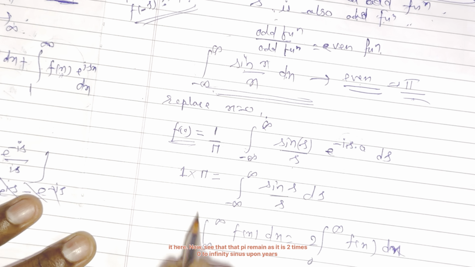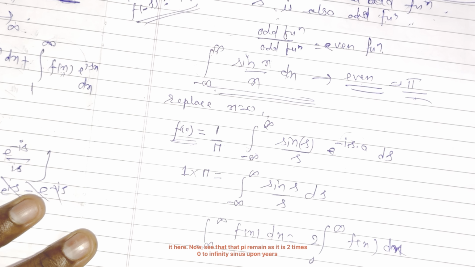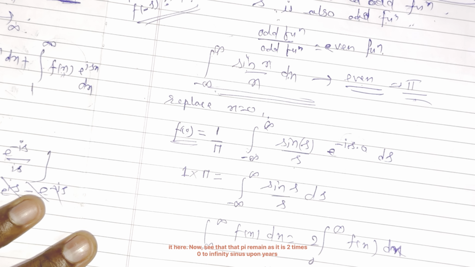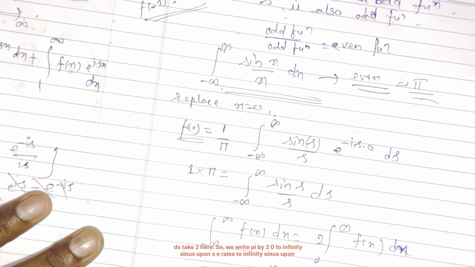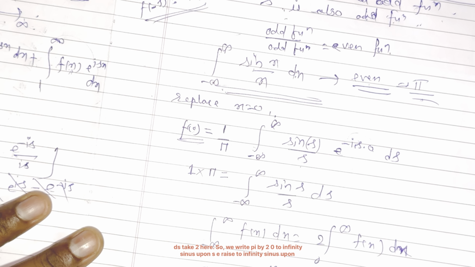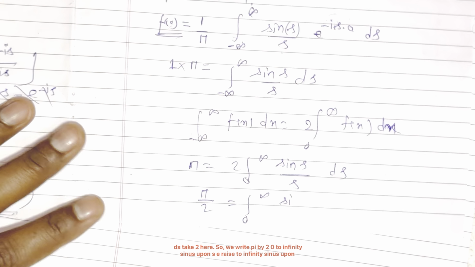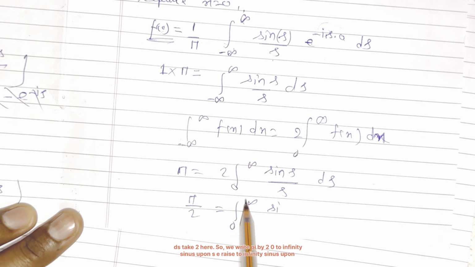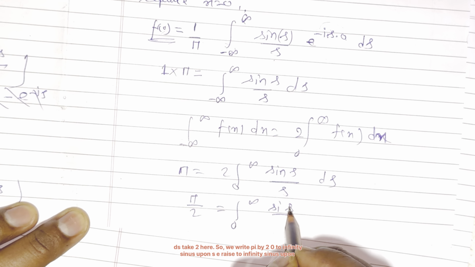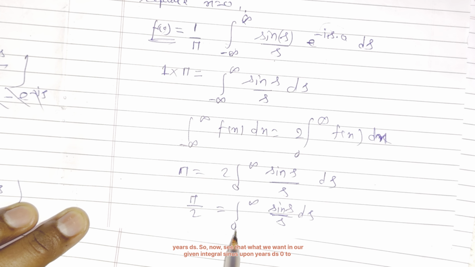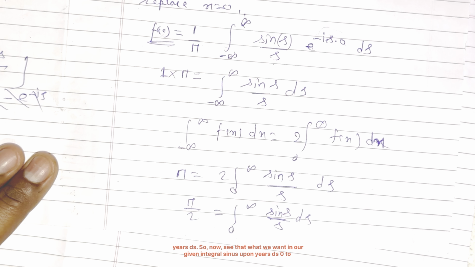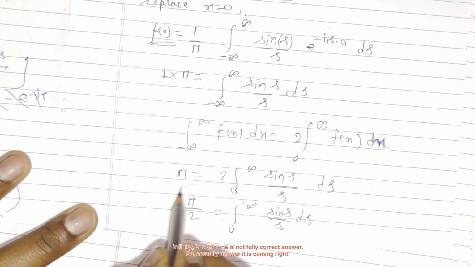Now see that pi remains as it is, times 2 times the integral from 0 to infinity of sin s upon s ds. Take 2 here, so we write pi by 2 times the integral from 0 to infinity of sin s upon s ds. So what we want in our given integral is sin s upon s ds from 0 to infinity, but this one is not fully correct.